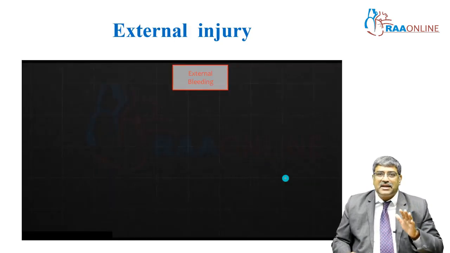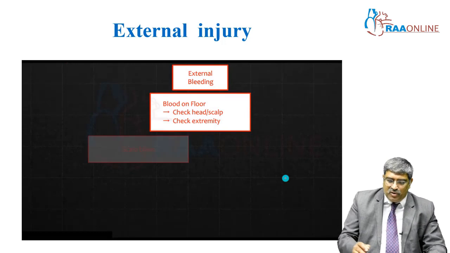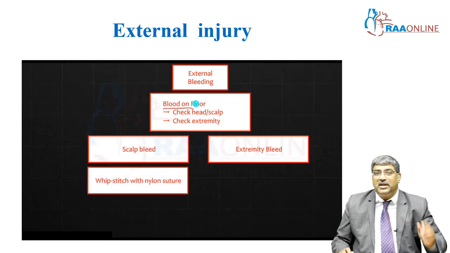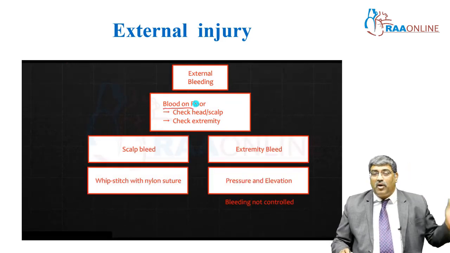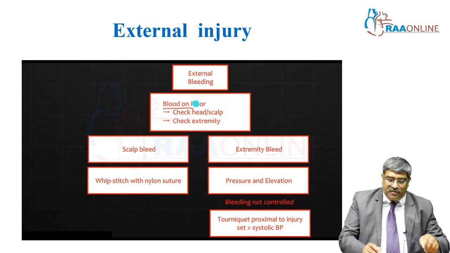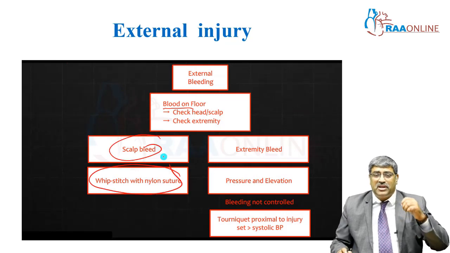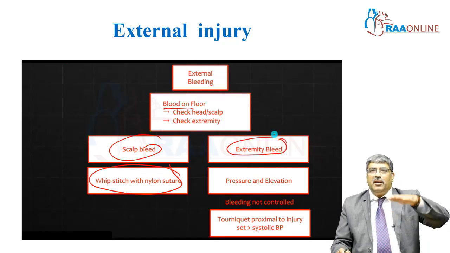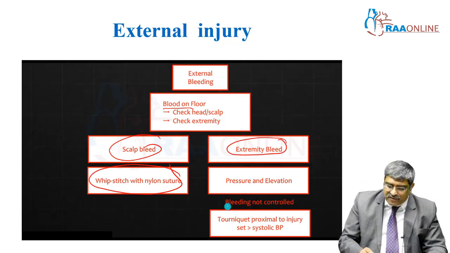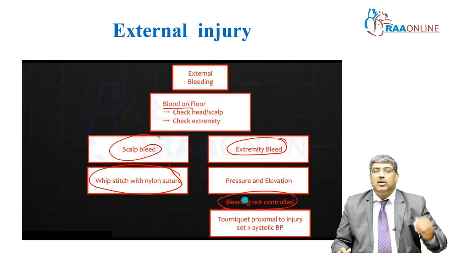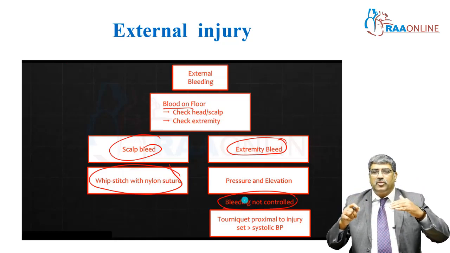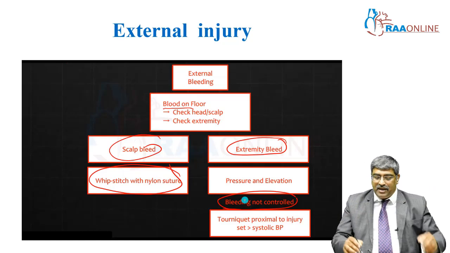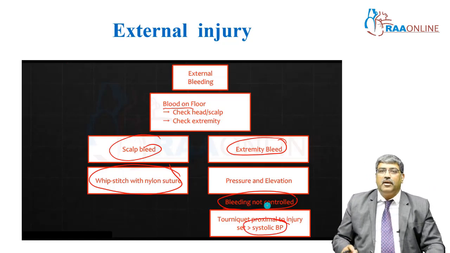Coming to external bleeding. Here you should check the blood on the floor, whether it is coming from the head or scalp or from the extremity. If it is the scalp, try to control it with a nylon suture. If it is an extremity bleed, go for pressure and elevation. If bleeding is still not controlled, place a tourniquet proximal to the injury, set at a higher pressure than the systolic blood pressure.